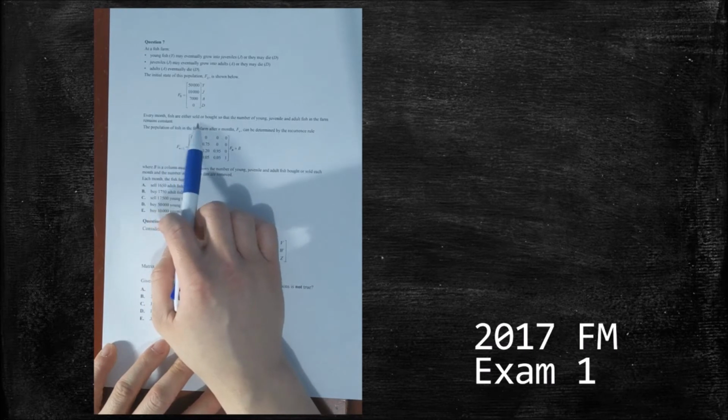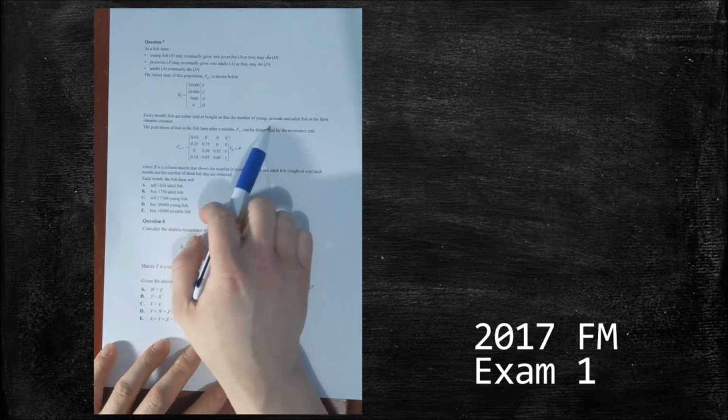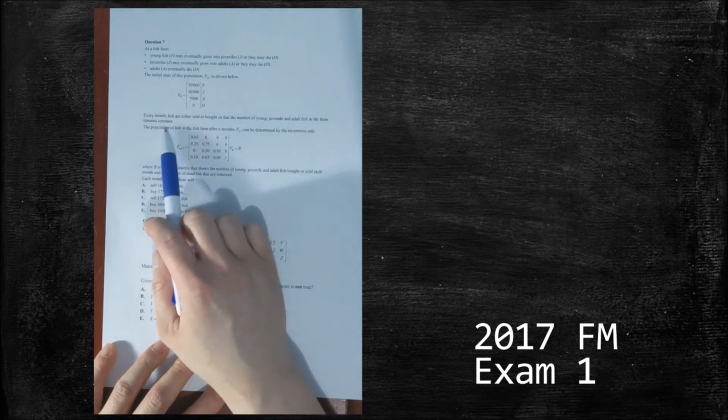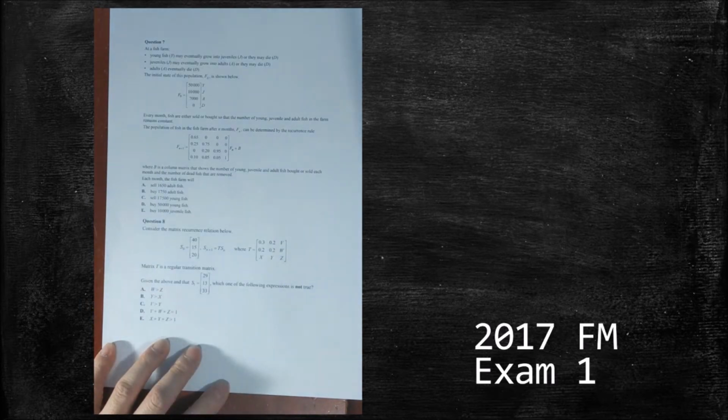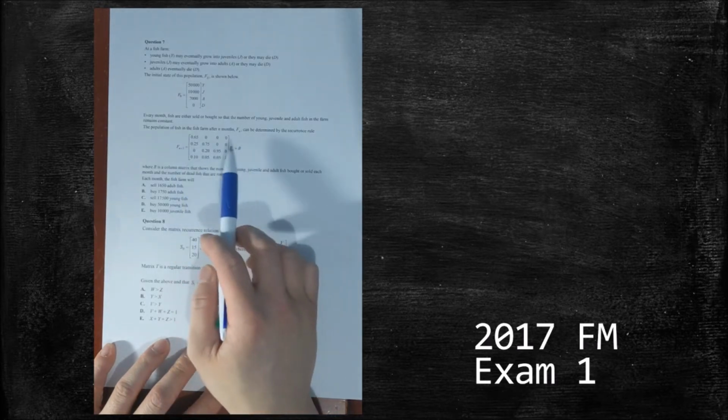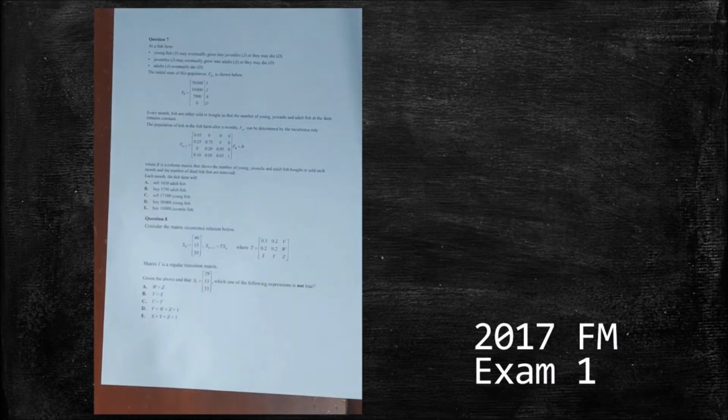Every month, fish are either added or bought so that the number of young, juvenile, and adult fish in the farm remain constant. The population of the fish in the fish farm after n months, Fn, can be determined by the recurrence rule, this one, where B is the column matrix that shows the number of young, juvenile, and adult fish bought or sold each month and the number of dead fish that need to be removed.